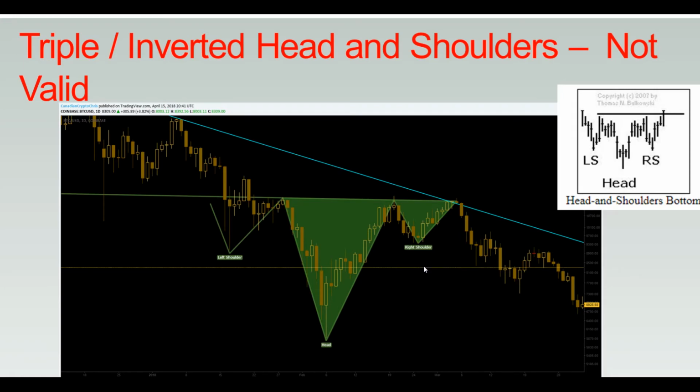Not a valid head and shoulders. So this one I left out just because of the screen here, so you can see it better. Basically, people were thinking this was an inverted head and shoulders, which meant we were going up. We were also touching the downtrend line, which didn't help. I didn't trade this one. I actually bought down here because I was trading my guppy at the time, and then this was more of a double top to me.